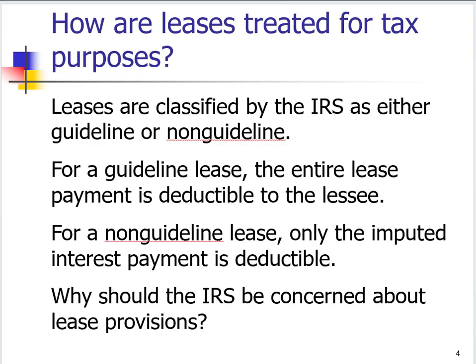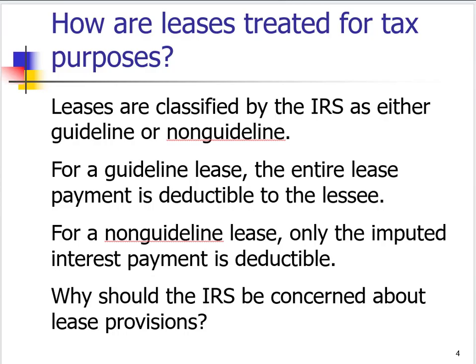So, again, how are leases treated for taxes? The IRS looks at these as either being guideline or non-guideline. A guideline lease is what we expect happening with an operational or operating lease. The entire lease payment is deductible to the lessee. For a non-guideline lease, we're going to have to calculate an imputed interest payment that's deductible.